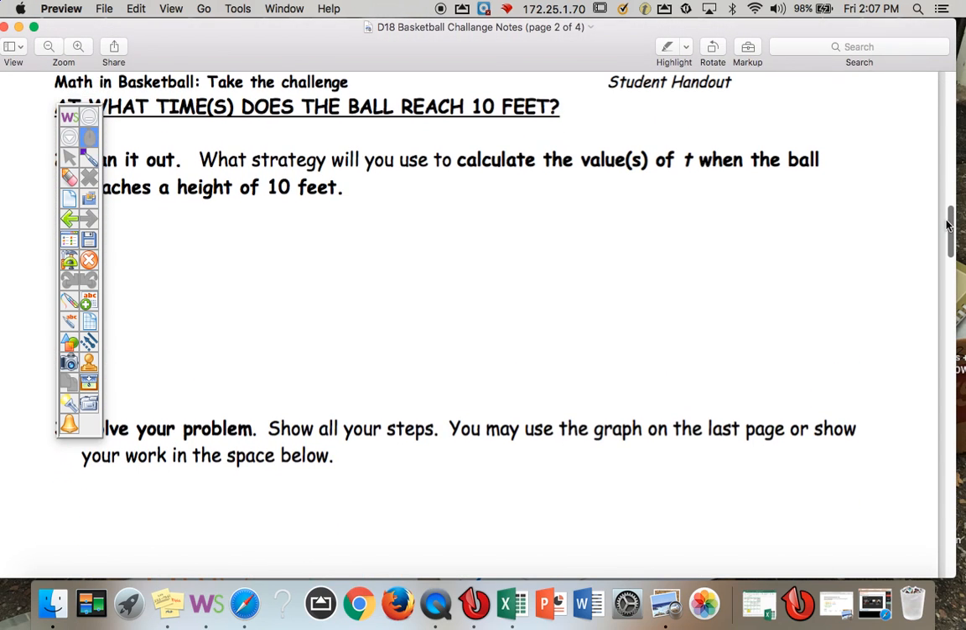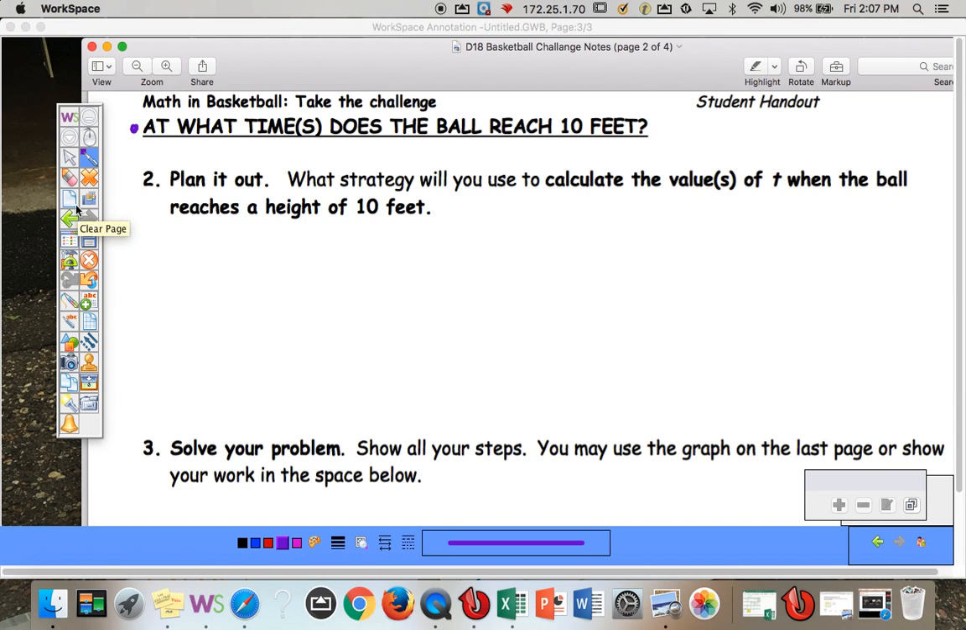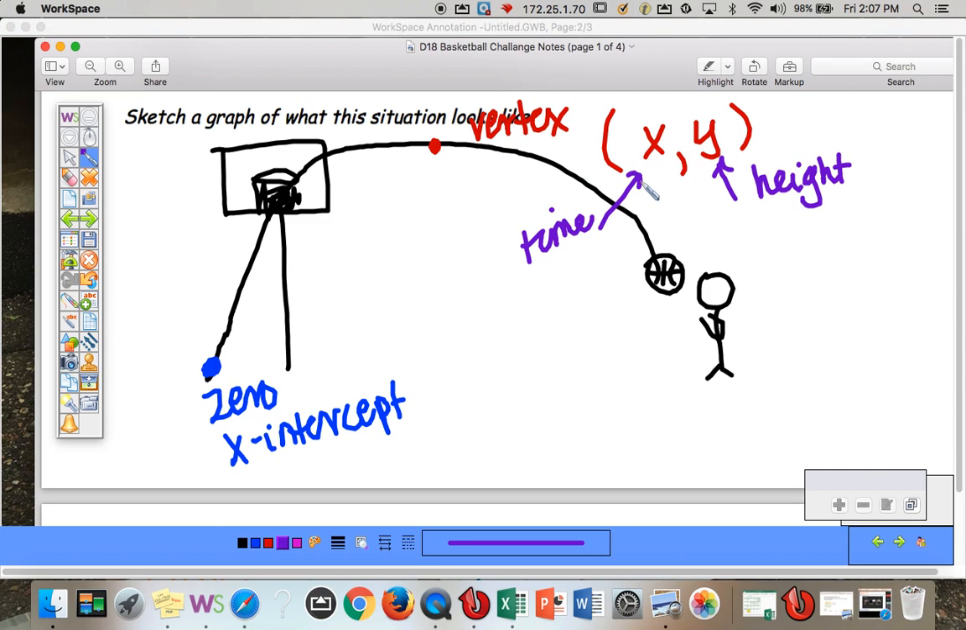So the first one is, plan it out. At what time does the ball reach 10 feet? Okay, so if we go back, at what time does the ball reach 10 feet? So here he starts at his y-intercept, his starting value would be 7 feet. So it's going to go up to 10 feet, and it's actually going to hit 10 feet twice. Let's see if I can draw a straight line here.